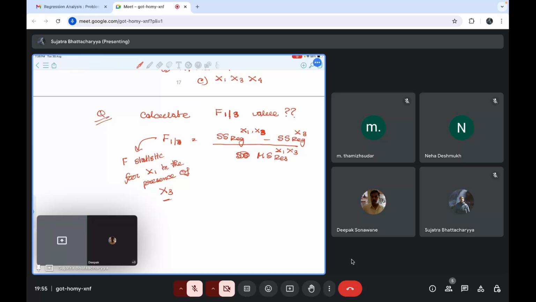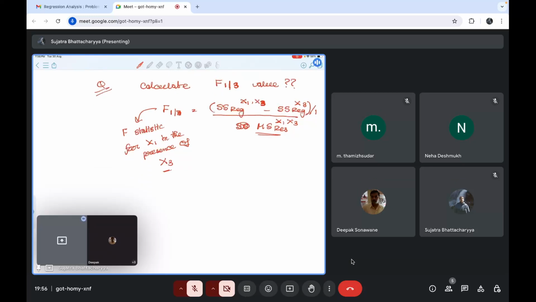I think it is similar to what we have done for the extra sum of squares, which we discussed today. Its degrees of freedom will always be one, because only one regressor variable difference is there. So that is one, and this is MS residual, which is calculated as usual. So we will solve this for 1 given 3 for the same question which I have given.